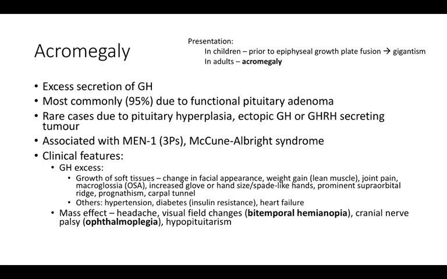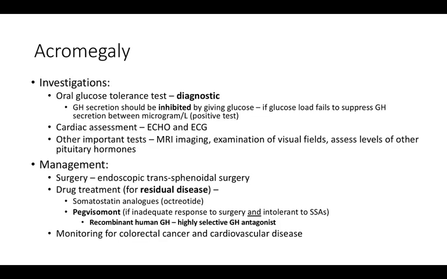Other effects include hypertension and diabetes due to growth hormone-mediated peripheral insulin resistance. Mass effects include headache, bitemporal hemianopia due to a compression of the overlying optic chiasm, cranial nerve palsies resulting in ophthalmoplegia, and hypopituitarism due to compression of surrounding areas of the pituitary that produce hormones, for example, the gonadotropins and TSH.